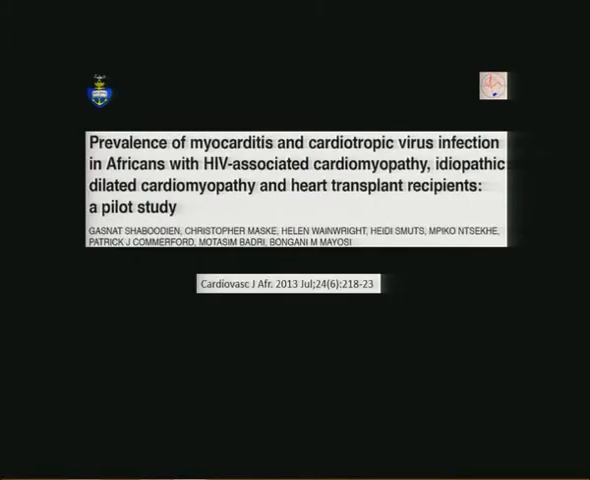So we, in our own way, tried to address this question by looking at a small pilot study, an endomyocardial pilot study amongst HIV patients in our own cohort. We looked specifically at the prevalence of myocarditis and cardiotropic virus infections in patients with HIV-associated cardiomyopathy, and compared it to idiopathic dilated cardiomyopathy and heart transplant patients. We're fortunate to have a heart transplant program at our hospital.